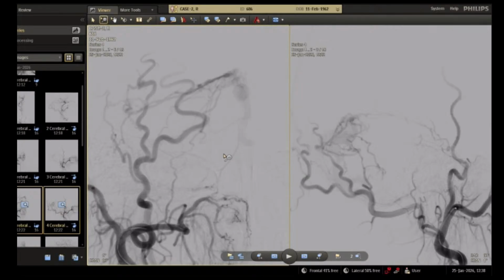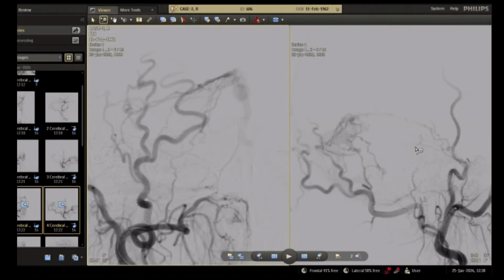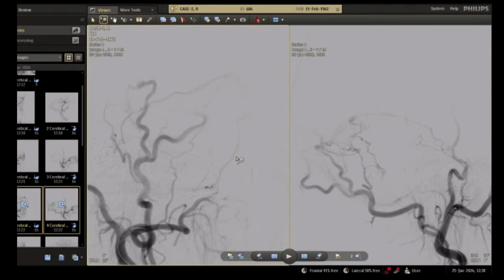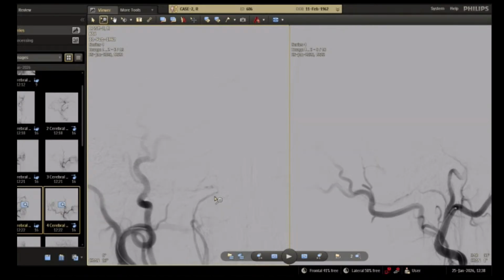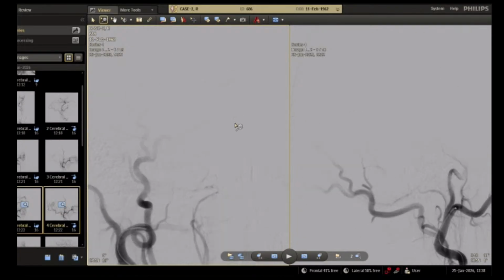The second guiding catheter we will place in the left occipital, left vertebral artery for the simultaneous control. Also, this branch is coming from the ascending pharyngeal, and at this point there is a network going to the fistula.